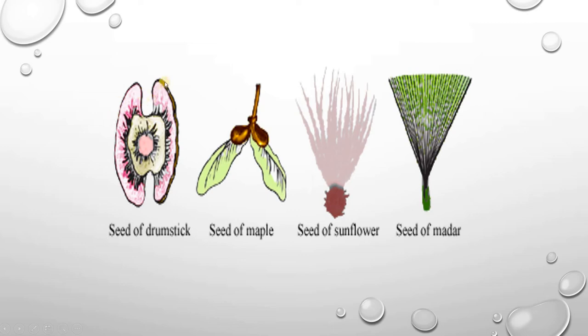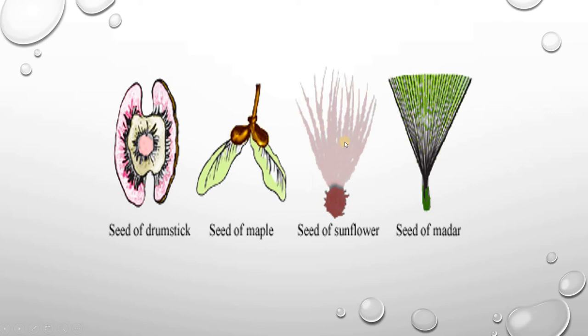Here you see this is a wing-like structure so that they can be carried away by wind to far away places and dispersed. So thus you can say the drumstick plant has got winged seed. Similarly, the seeds of the maple plant also have got wings which help in their dispersal by wind.